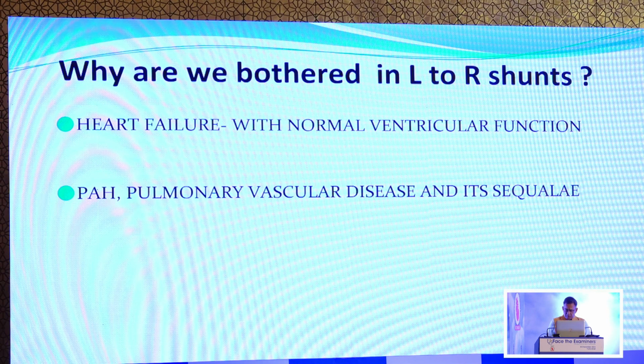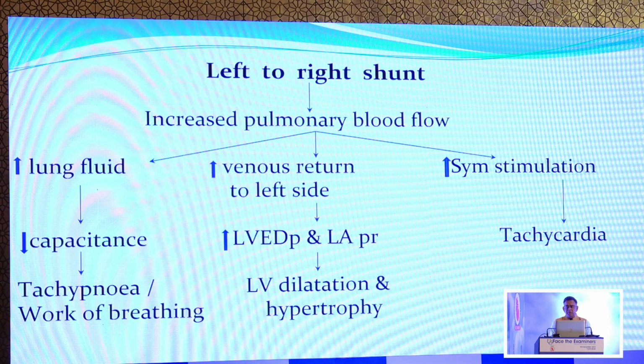Now, why are we bothered about left to right shunt? Heart failure is here with normal LV function, which may kill. This is very unusual. And second is pulmonary arterial hypertension. Why is there heart failure? Because the lung is fluid filled. The fluid has not been expelled yet. The capacitance of the lung is reduced, and tachypnea or work of breathing is increased. There is increased venous return to the left side because of increased left to right shunt. Left ventricular end diastolic pressure is increased, and something like pulmonary edema happens. This gives stimulus to left ventricular dilatation because the infant's heart is not good enough to take the volume.